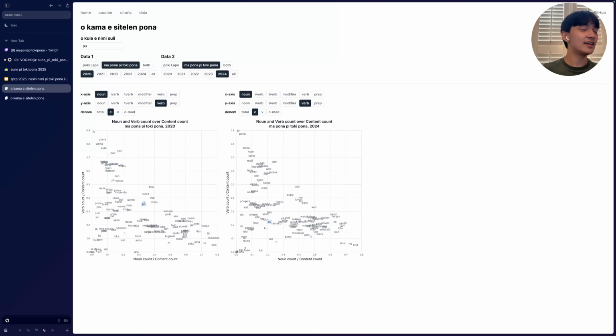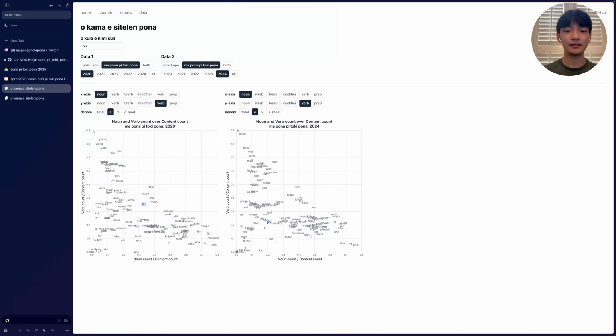So what does this mean? In 2020, pu was used relatively frequently, like 33%-ish as a noun and 30%-ish as a verb. It was relatively even between those. But then in 2024, pu moved all the way down here, where it's only used maybe 21, 22% as a noun, and also less so as a verb.